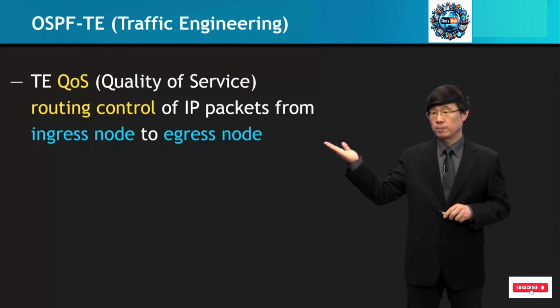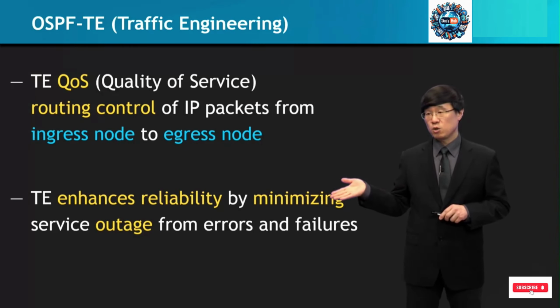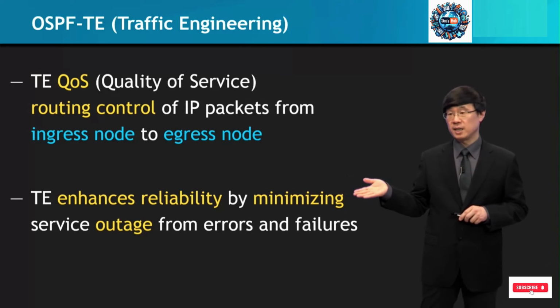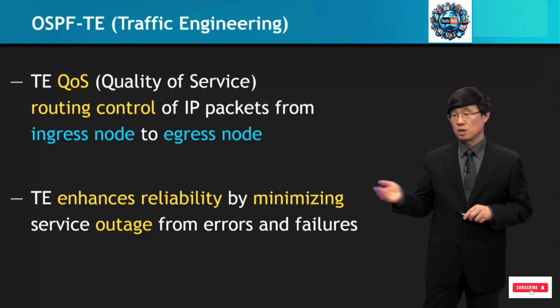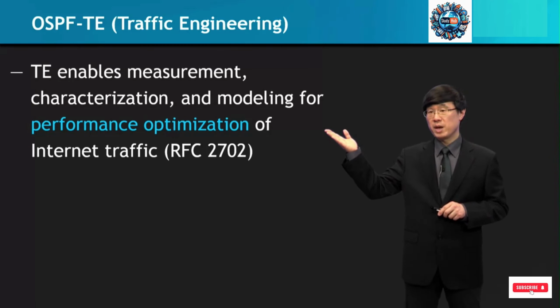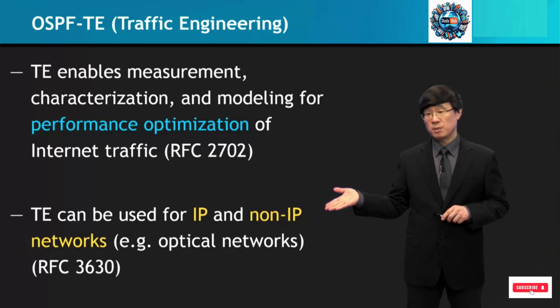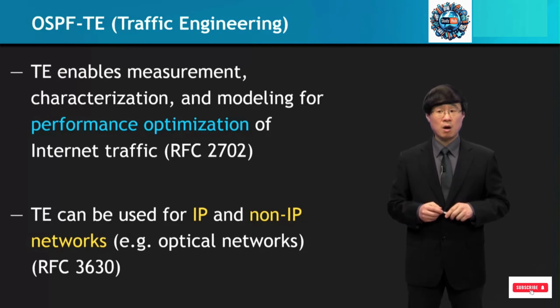OSPF traffic engineering. This is traffic engineering quality of service routing control of IP packets from ingress node to egress node. Traffic engineering enhances reliability by minimizing service outage from errors and failures. Traffic engineering enables measurement, characterization, and modeling for performance optimization of internet traffic. Traffic engineering can be used for IP and non-IP networks, of which optical networks are a representative example of non-IP networks.